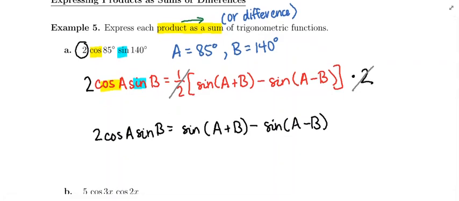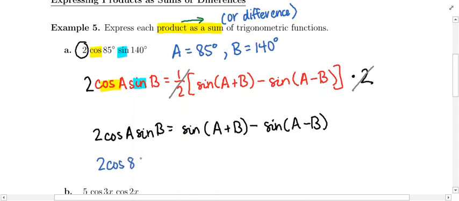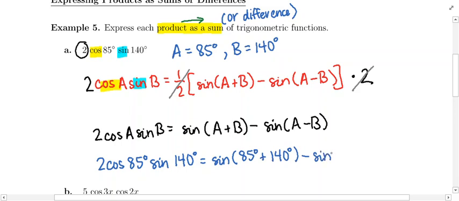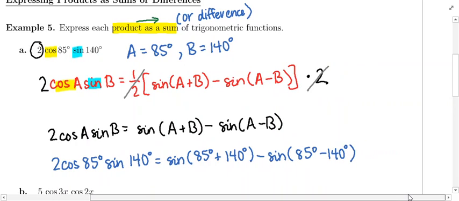So here we go, we can write down our answer. We were given 2 times the cosine of 85 degrees times the sine of 140 degrees. If we convert this product to a difference, and it's going to be a difference here because we're subtracting, we are going to get the sine of A, which is 85 degrees, plus B, which is 140 degrees. And we're going to subtract the sine of A, which is 85 degrees, minus B, which is 140 degrees. So that's where we are so far.